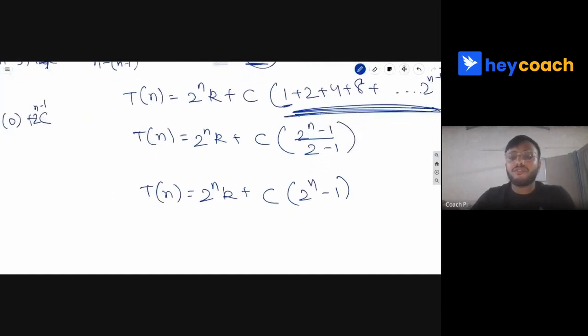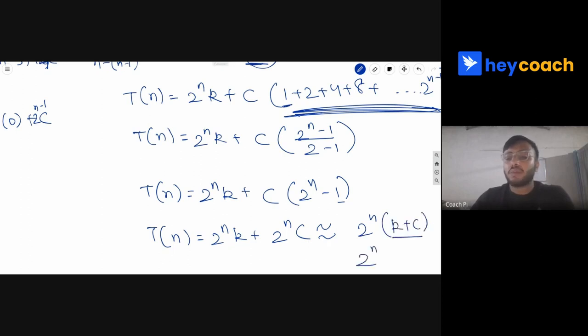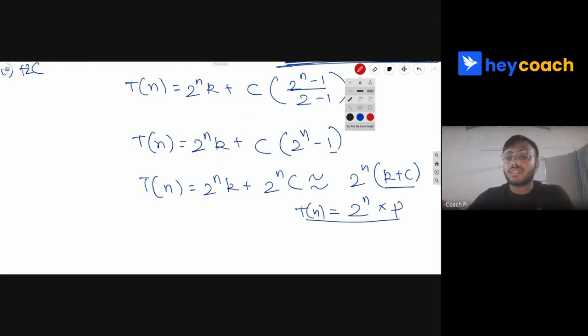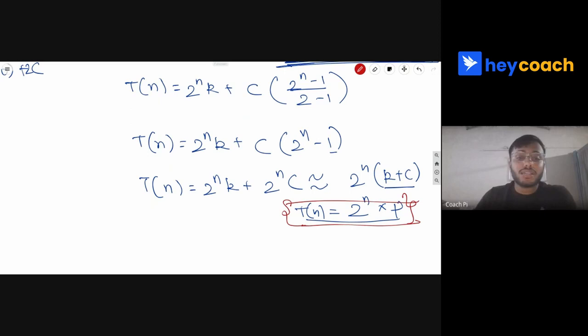And obviously, guys, if n is very large, you can just ignore this 1, because this 1 doesn't make sense. So you can just write 2 to the power n c, and ultimately you will get 2 to the power n into k plus c, which is a new constant, let's say p, and hence t of n equals 2 to the power n into p. And you can see very clearly that it is taking exponential time, guys, proportional to 2 to the power n.